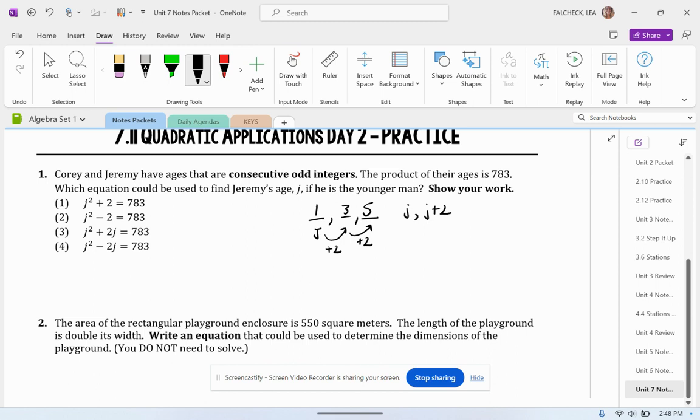So if we have Jeremy as the younger man, let's let Jeremy's age equal J. So then Corey's age, therefore, will be J plus 2. So if we wanted to show the product of their ages is 783, we would have J times J plus 2 equals 783. So that would end up being choice 3.